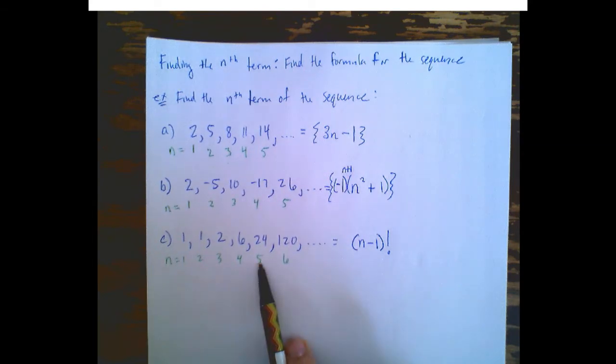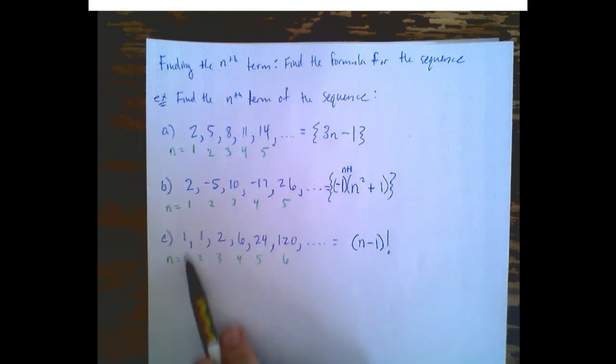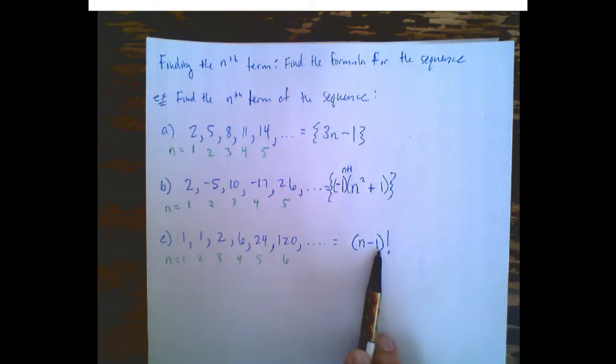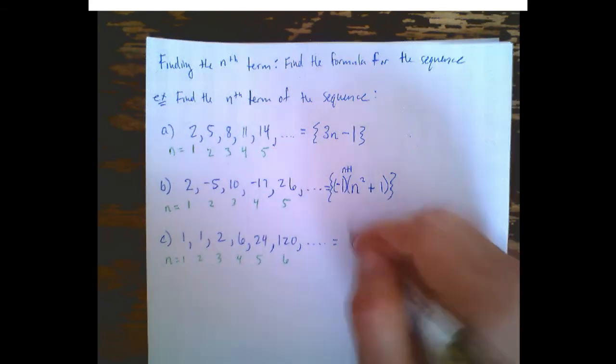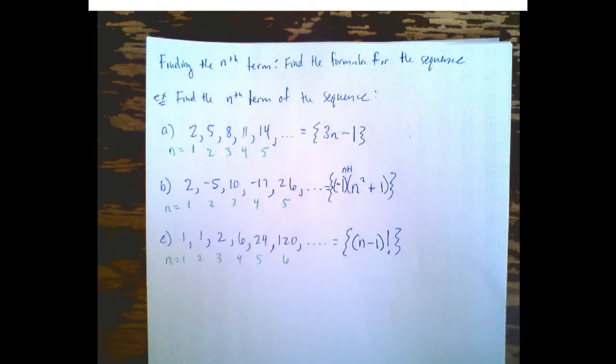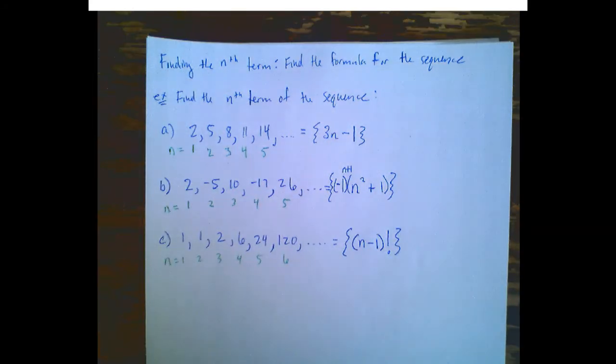4 take away 1, 5 take away 1 is 4, and 4 factorial is 24, and so on and so forth. What about this first one? What's 1 minus 1? That's 0 factorial, and we found 0 factorial to be equal to 1. So this is our value there.